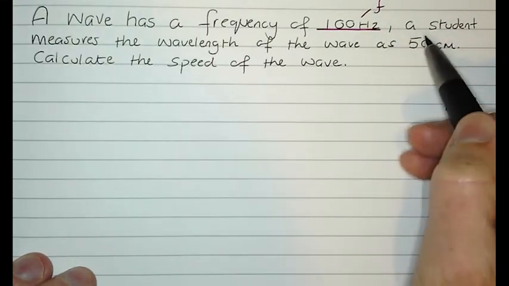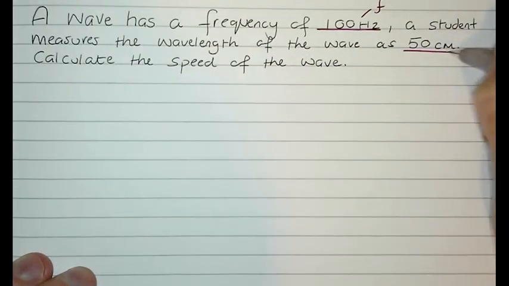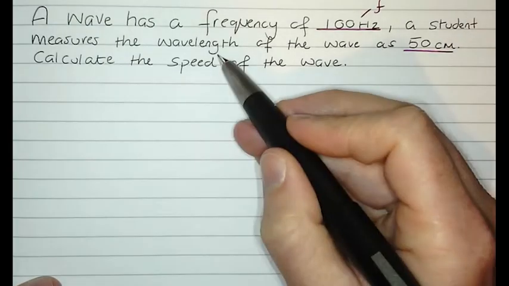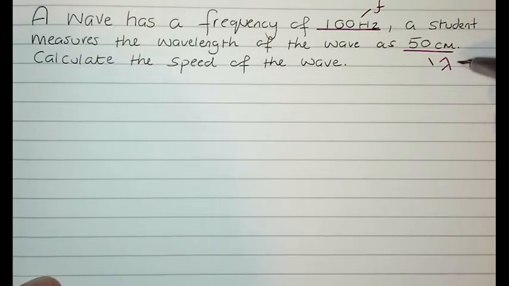A student measures the wavelength of the wave as 50 centimeters. Now, this is a bit of a tricky one because centimeters are not the units of length, right? But they are a unit of length. So that is a length. So the only thing it can be is wavelength. So it's going to be wavelength, but we've got to convert that. So 50 centimeters, we have to convert that into meters. We'll do that in a second, but let's just put an asterisk there so we know we've got to do something.